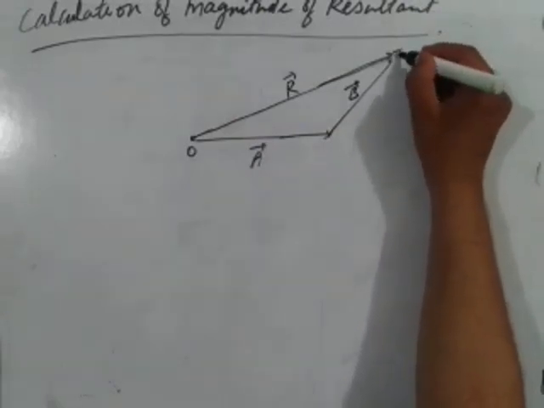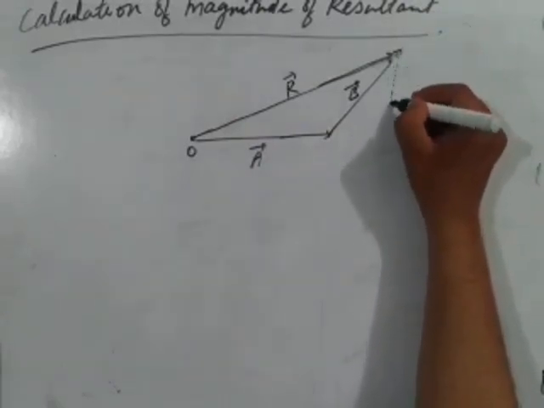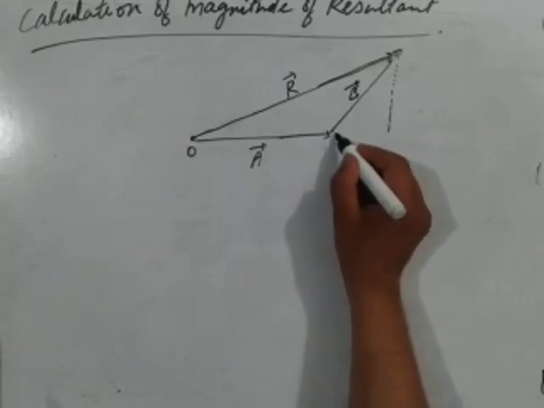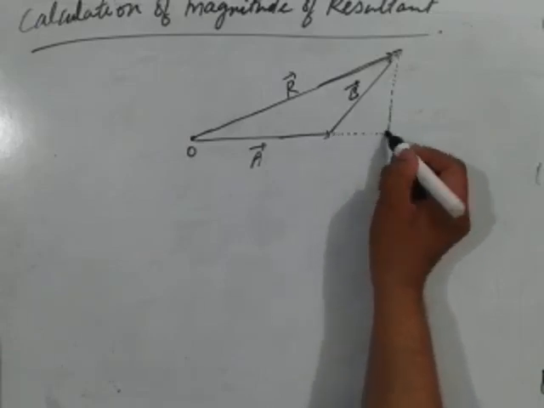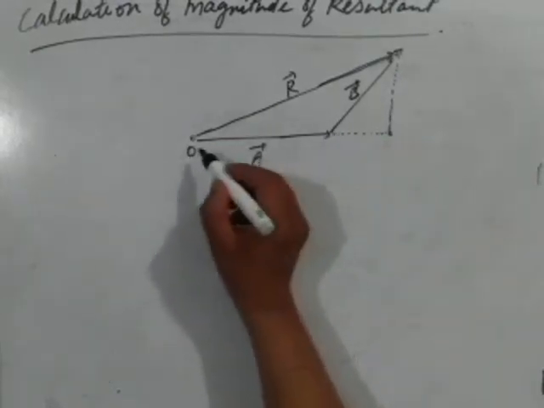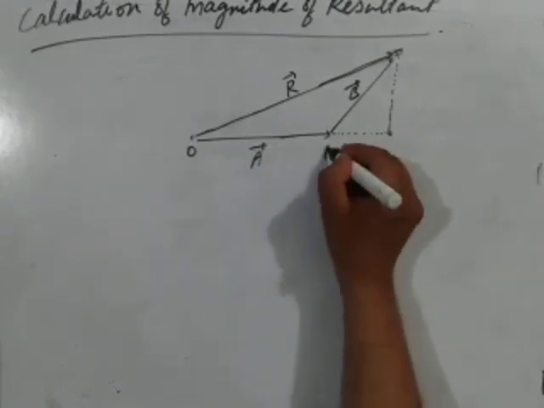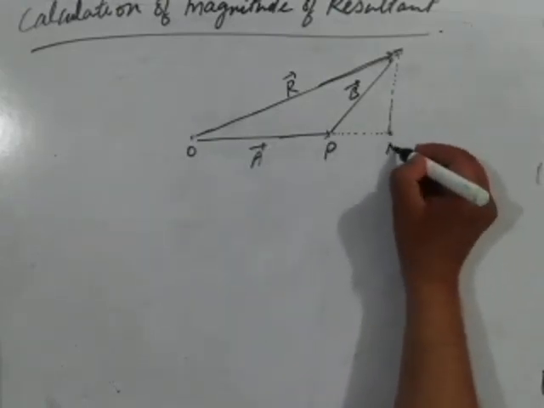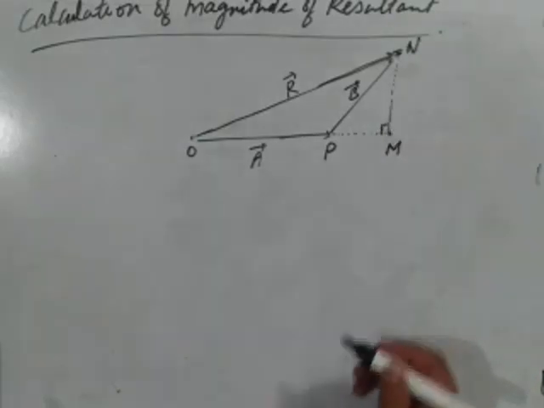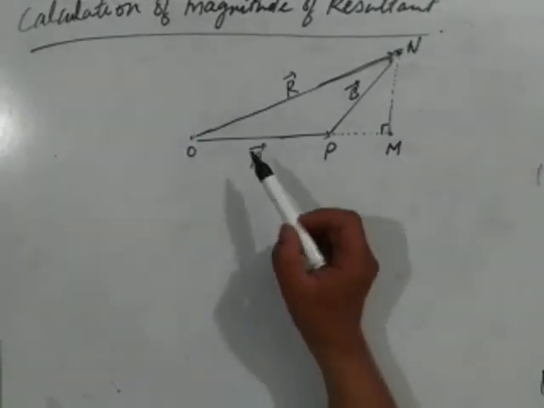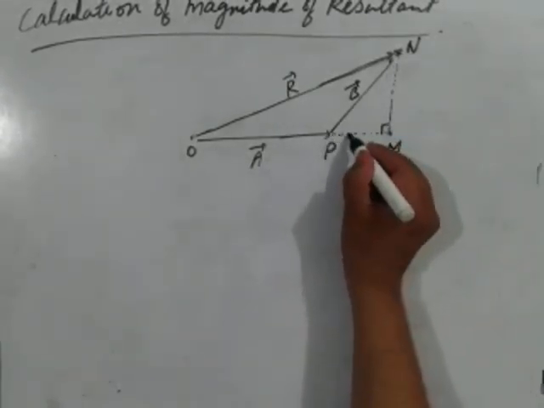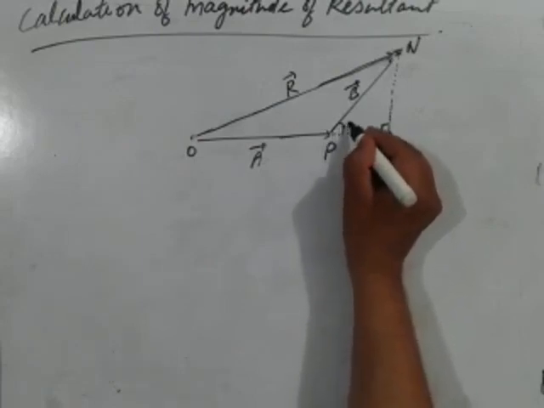just draw a perpendicular from this point which meets this vector extending to point this. So we will give names to these points. If this is point O, say this is point P, this is M, and this point is N, and this is the perpendicular. Now the angle between vector A and vector B can be represented by this angle theta.